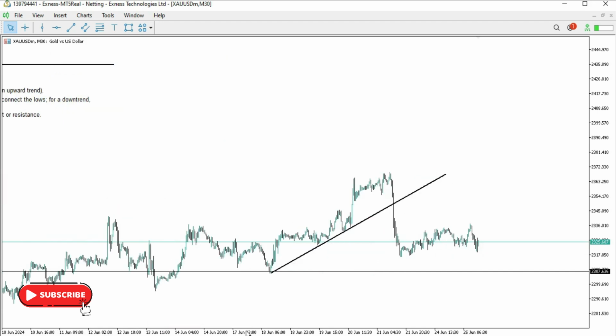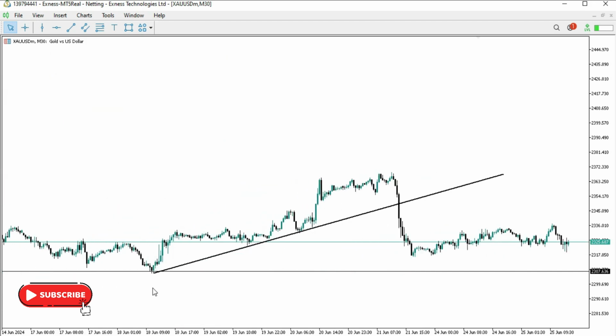You realize that the connection started from here. When this structure got broken, the market went up, came back, retested again. Another point here, another point here, another point here, another point here. So this trend line got broken.